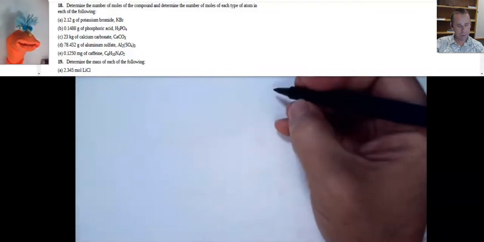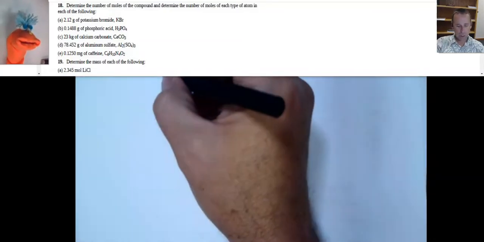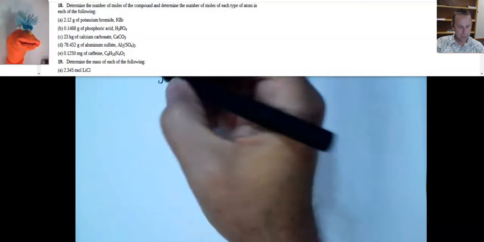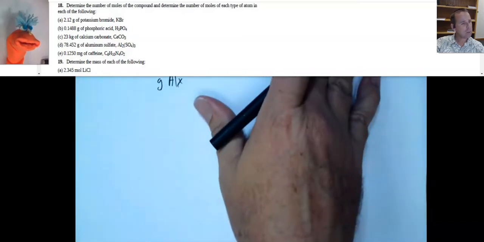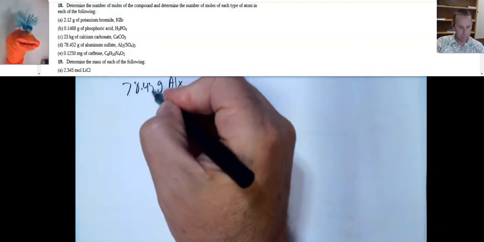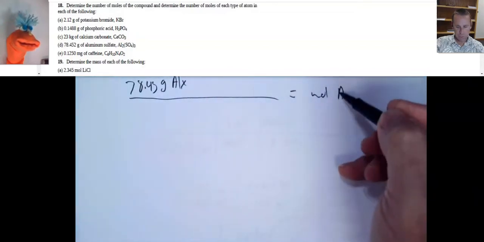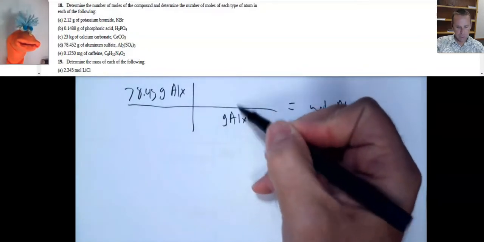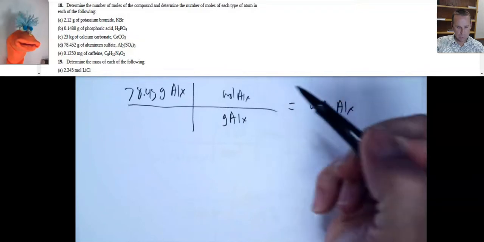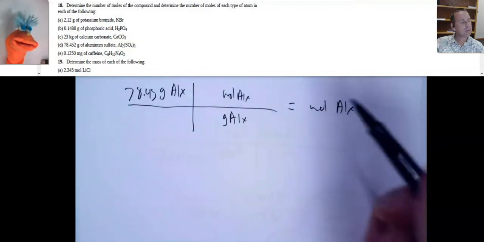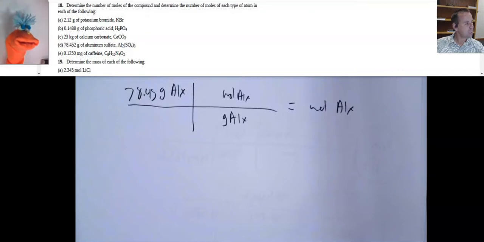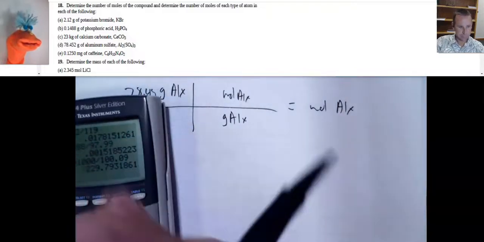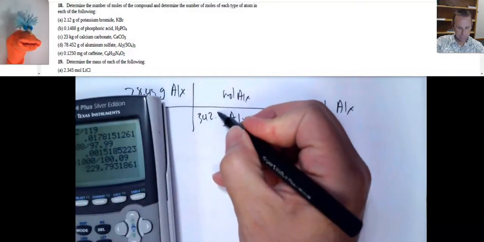All right. So I want to go from grams of aluminum sulfate, I'll call it just aluminum compound like that, 78.45, to moles of the aluminum compound. All right, so I need to know how many grams there are in a mole of our material. Okay, aluminum sulfate, molar mass of aluminum sulfate. The molar mass of aluminium sulfate is 342.15 grams per mole.